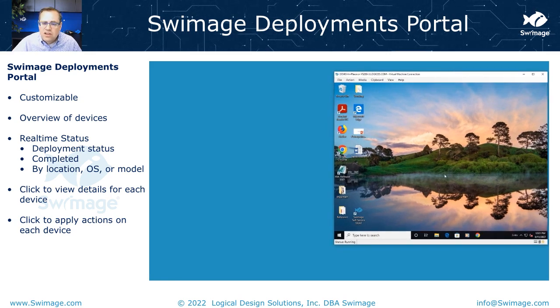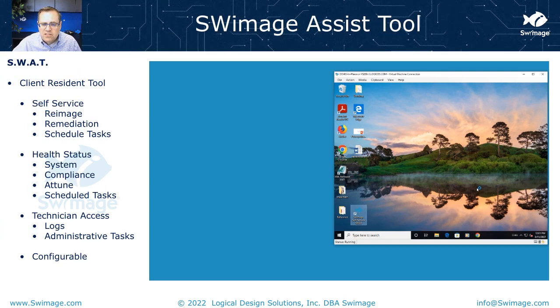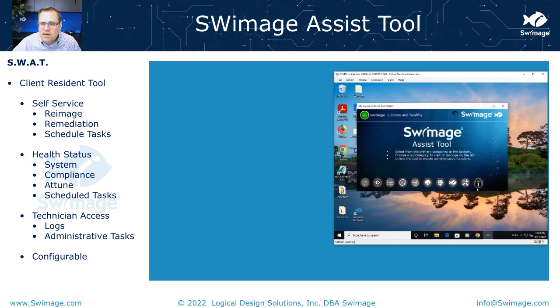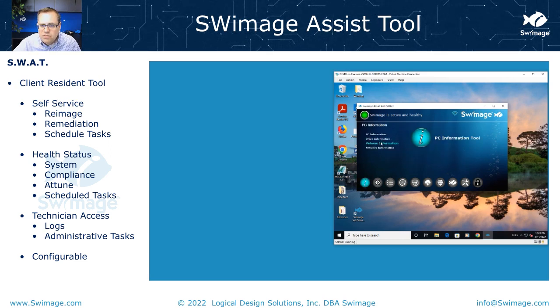And I'll show you a couple of different capabilities of Swimage. First off, you can do self-service. I'll pull up the self-service tool, which is our S.W.A.T. It's the Swimage Assist tool. This is a localized tool that keeps track of everything Swimage related and allows you to manage and monitor things locally. It gives you information about the PC, drive information, volume information. It allows you to change all your schedules and the polling cycles for everything.